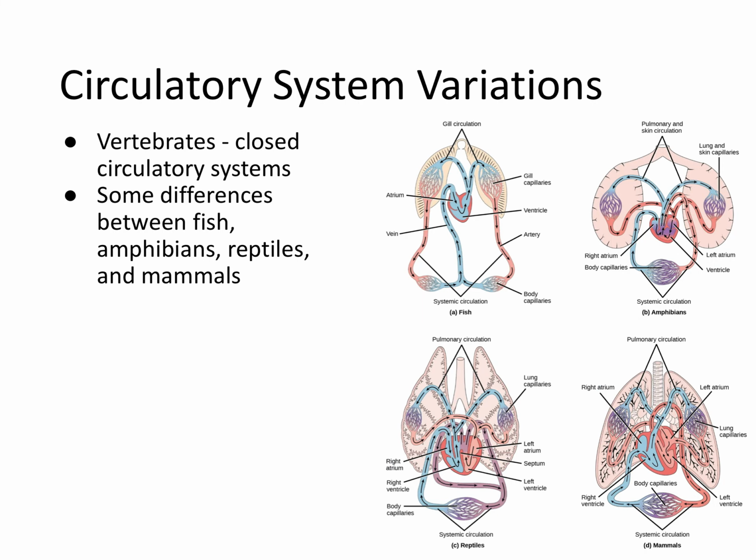Now we're going to take a closer look at the vertebrates. And so remember that all vertebrates have a closed circulatory system, but there are some differences between fish, amphibians, reptiles, and mammals. And so we're going to take a look at each different type on the following slides.